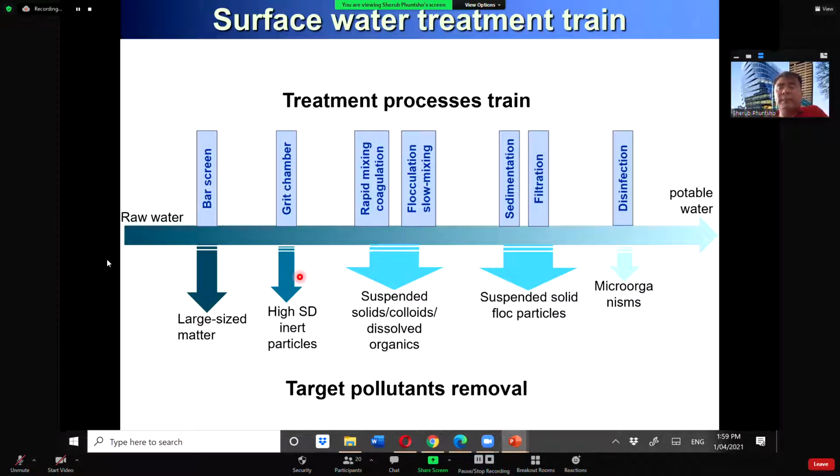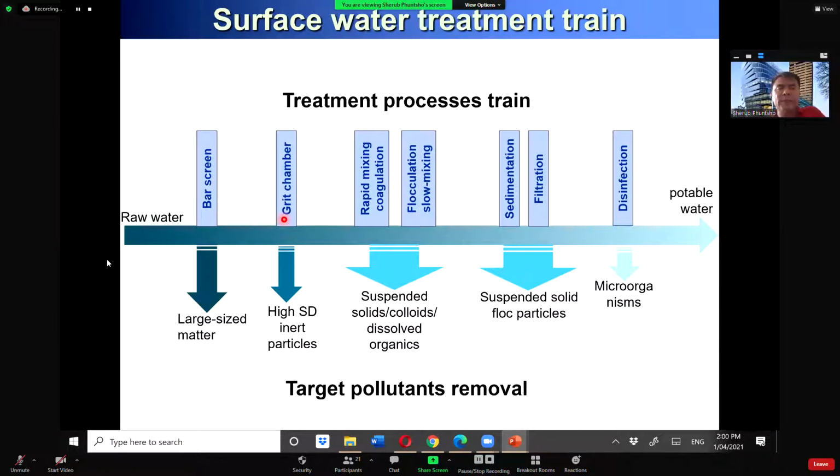And then this will be followed by rapid mixing. Usually heavy particles are already removed, and larger particles are removed by the bar screen and the grit chamber. They are usually called pre-treatment, and then comes rapid mixing and coagulation. Usually surface water has a high concentration of suspended solids, because they are flowing through open surfaces, and when it rains, the storm water from the streams is collected in the rivers, and they can accumulate. So we will have a lot of suspended solids.